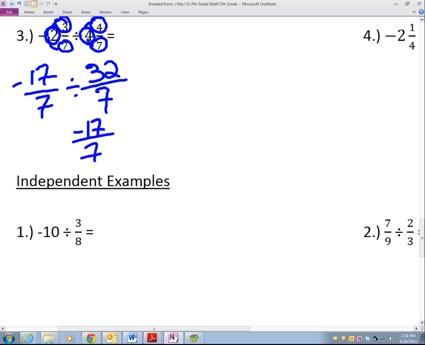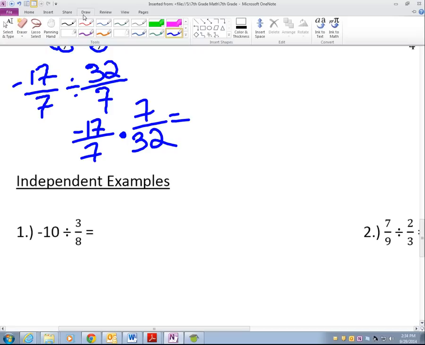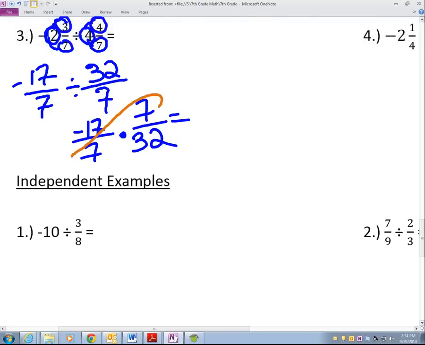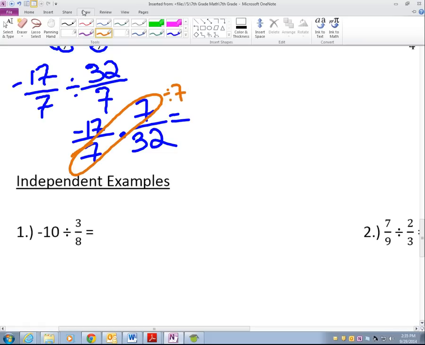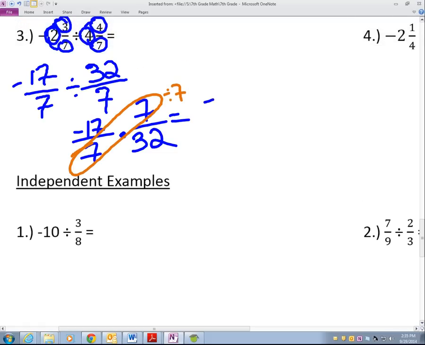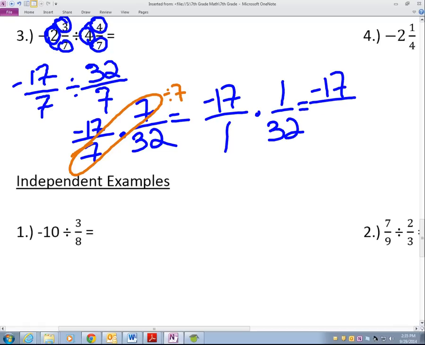Leave that guy as it is, change it to a multiplication, flip the denominator and numerator to find the multiplicative inverse. Okay? Then we notice that we could do the cross cancellation with this one because 7 goes into 7, so divided by 7. Now I have negative 17 over 1 times 1 over 32, so negative 17 thirty-seconds, and that's your answer.